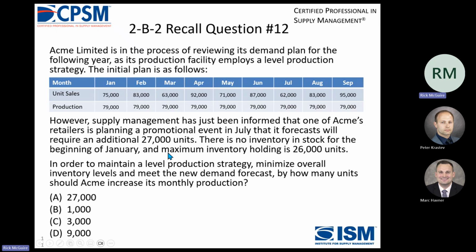So in July, it's going to need an additional 27,000 units. So you're going to have to spread that out over 6 months. Although they look like they're spreading it out over 9 months, which is weird. You need it here. I would say you have to spread that 27,000 over these 6 months. So let's see what these guys are saying.